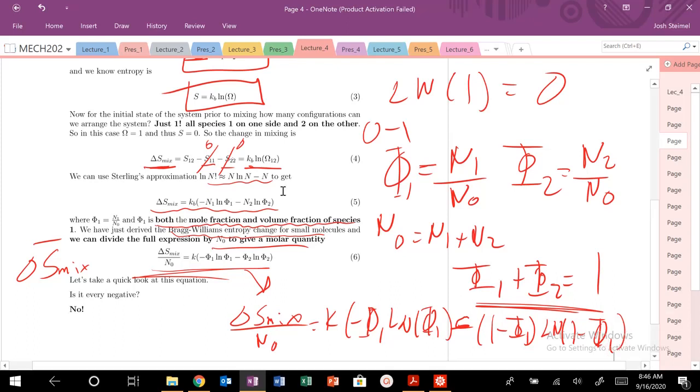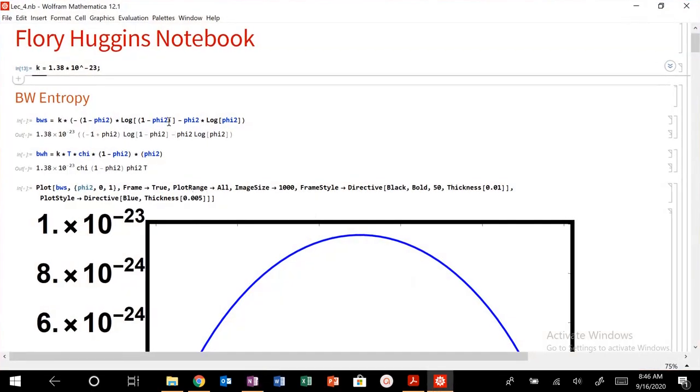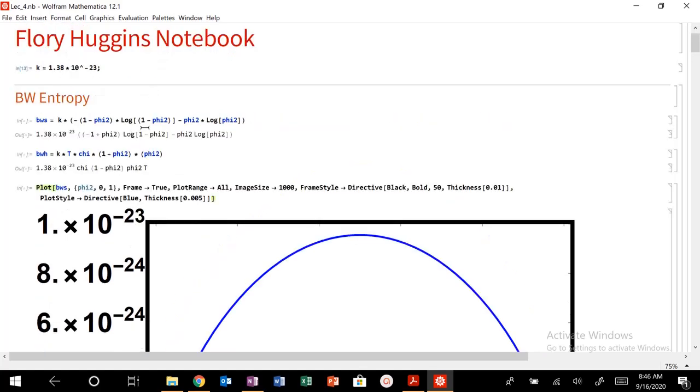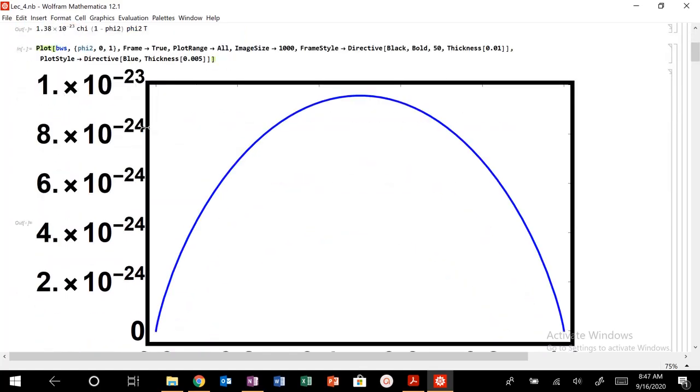So this is a very, very interesting equation, and we can plot this in Mathematica like so. When we plot this, actually I rewrote it in terms of phi2, but again, it doesn't matter. We'll usually write it in terms of phi2. We'll see why that is in a second. But if I plot this function, you see something very interesting.